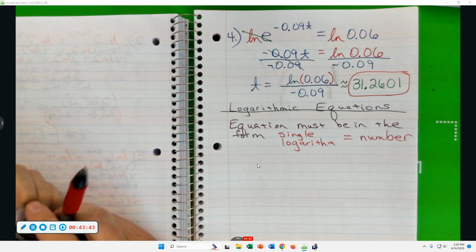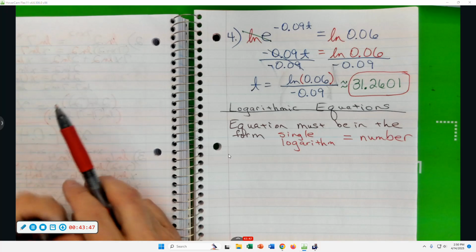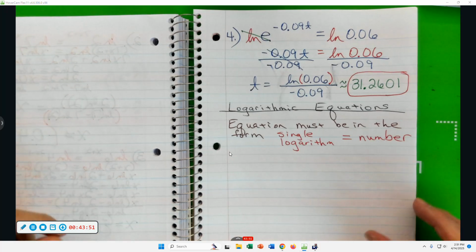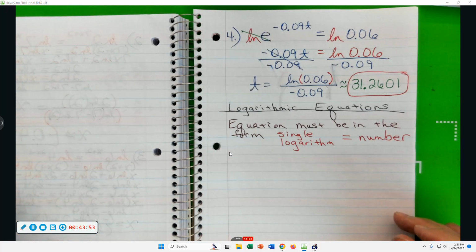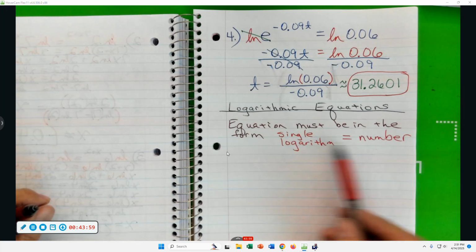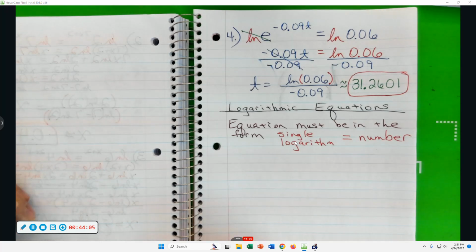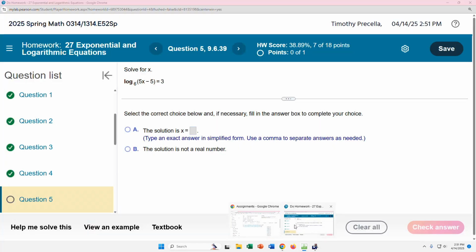This becomes an exponent with the same base as the logarithm. That sounds too convoluted. Let's just look at an example. Let's see if we can do it without writing out those steps.